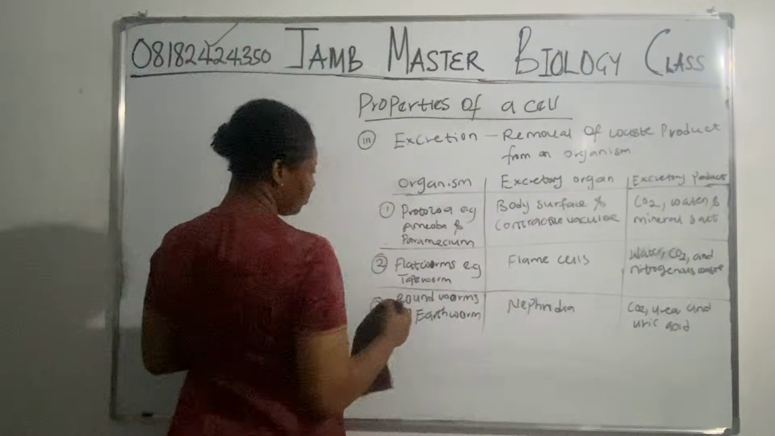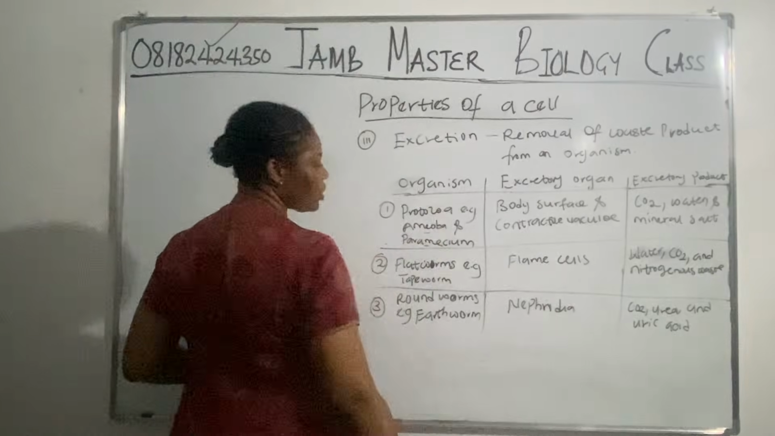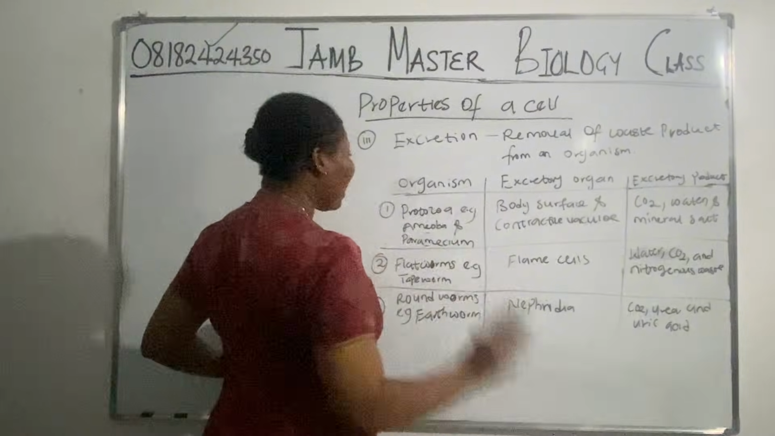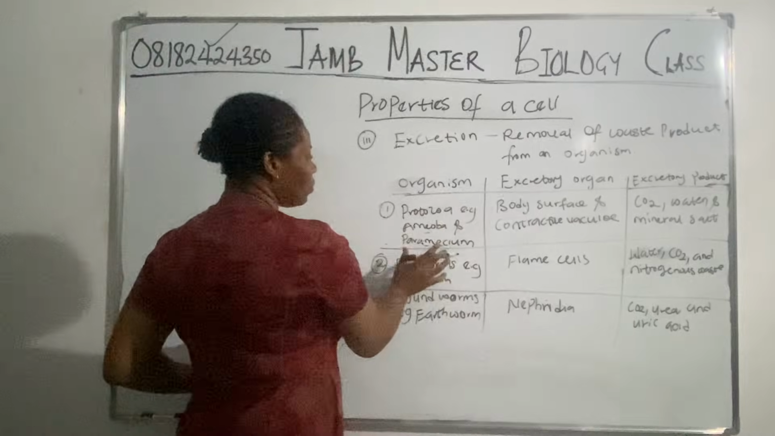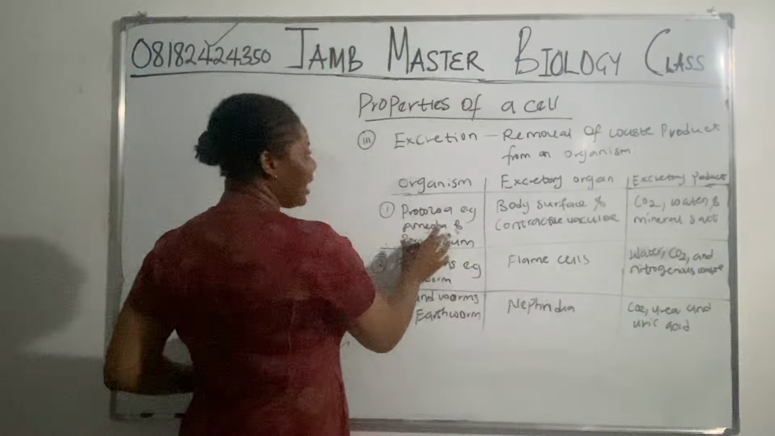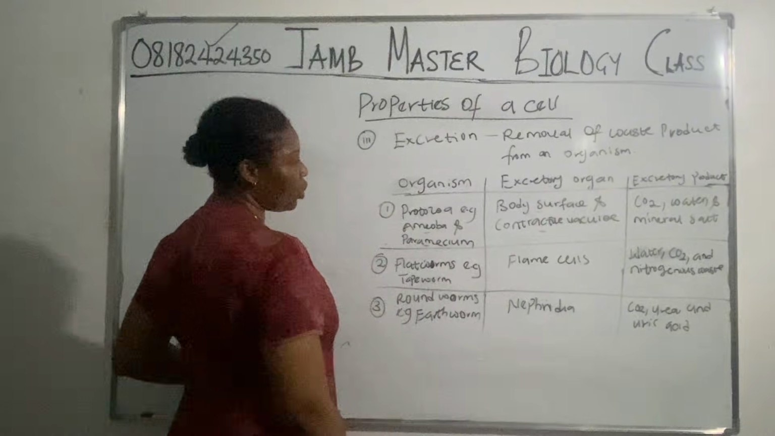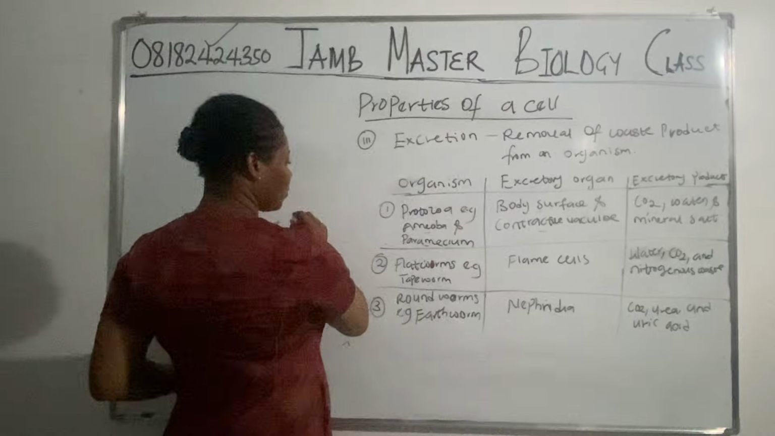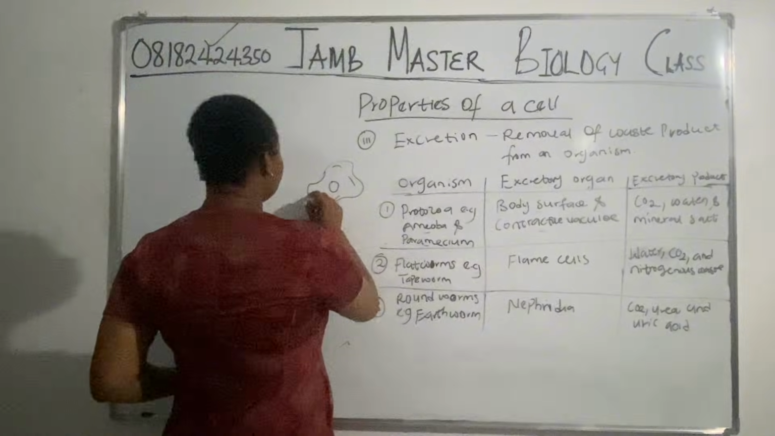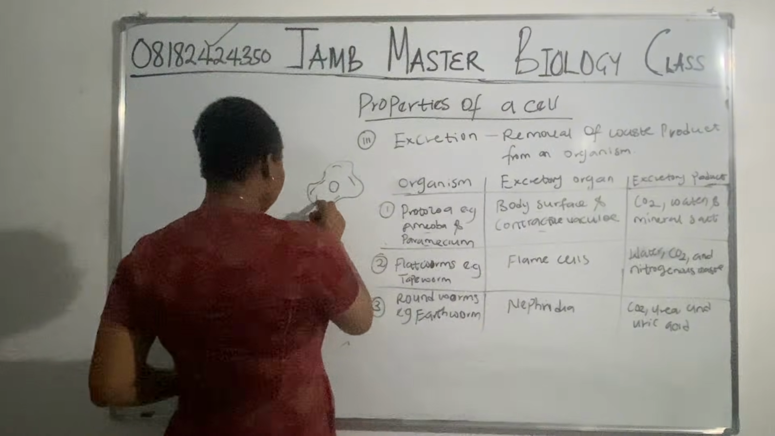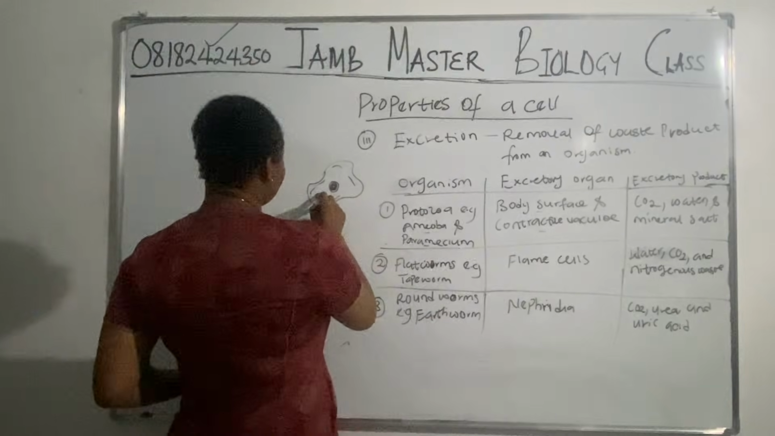So let me explain. We have protozoa. Example of protozoa, we have amoeba and paramecium. Now note this, in JAMB, they can ask you, the excretory organ of amoeba is what? Their excretory organ is through their body surface or their contractile vacuole. So now if this is amoeba, they have something called the contractile vacuole inside this place. Let me say this is the contractile vacuole, right?